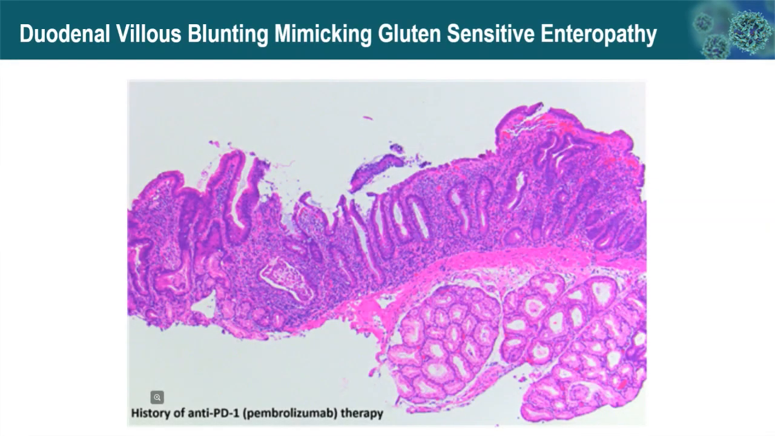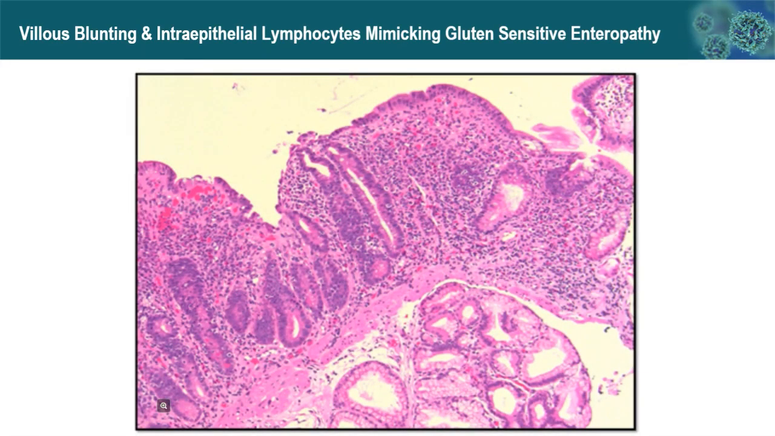Patterns of injury in the upper gastrointestinal tract include inflammation and apoptosis of the esophageal mucosa, rarely the gastric mucosa, and also the duodenum. Here is an example of duodenal villus blunting in the duodenal bulb in a patient with a history of pembrolizumab therapy, which is mimicking gluten-sensitive enteropathy. In this image, we can see increased intraepithelial lymphocytes, which is mimicking gluten-sensitive enteropathy in a patient who has received immune checkpoint inhibitor therapy.